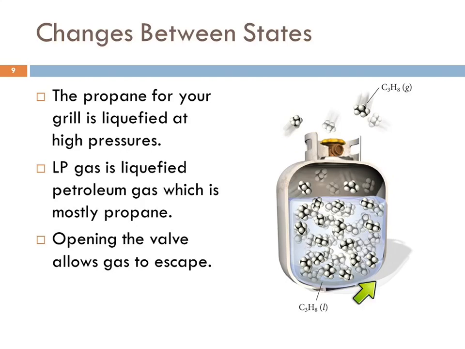Here's a cutaway illustration of a liquid propane tank. So LP gas is liquefied petroleum gas, mostly propane. And so here it is in the liquid. And it stays in a liquid because at high pressure, the molecules are forced together and the intermolecular forces are strong enough to hold them. When you open the valve, that allows the gas up here to escape, and then more gas from the liquid evaporates and takes its place.